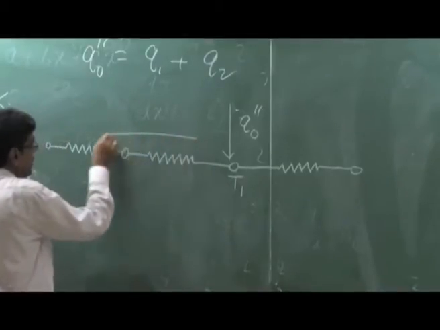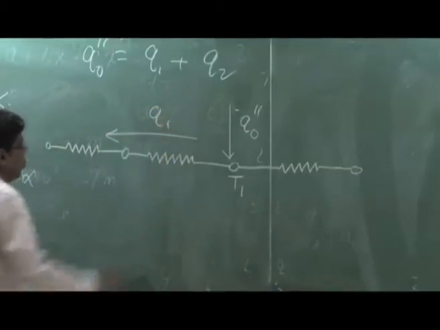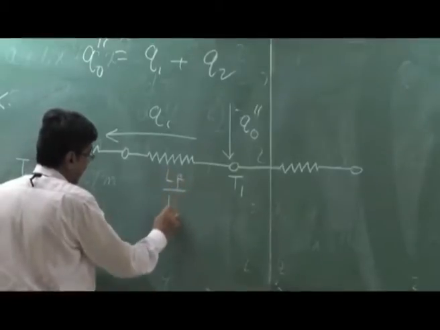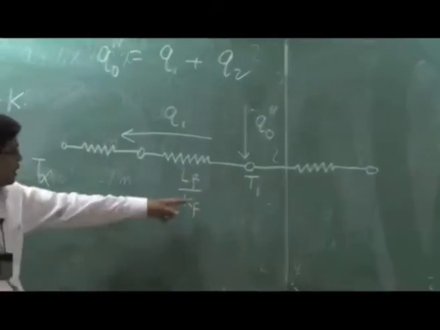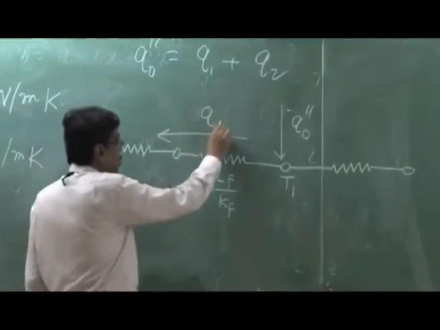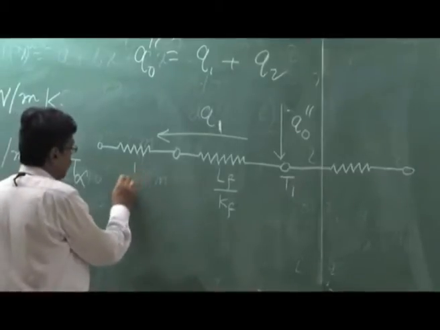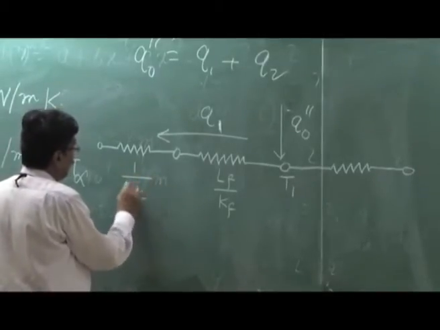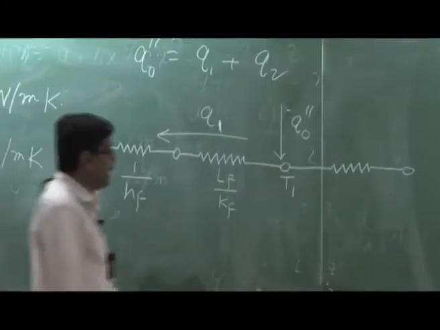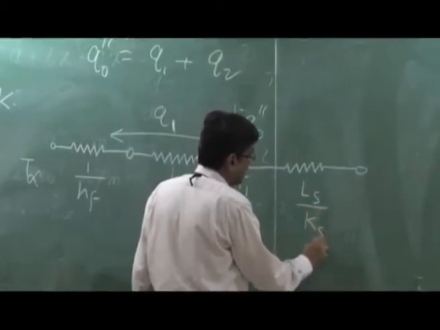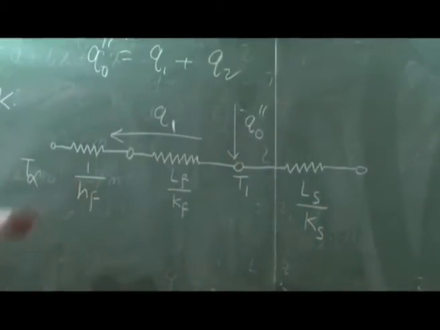So this is Q1, which suffers LF by KF as resistance. A I am not writing because we are finding out the heat flux Q by A. So therefore here the resistance is this, okay, and this resistance is 1 by Hf, and here this resistance is Ls by Ks. So this is the electrical network.